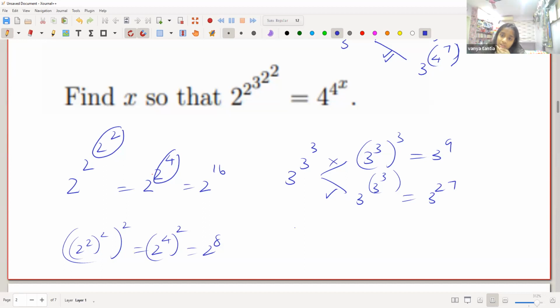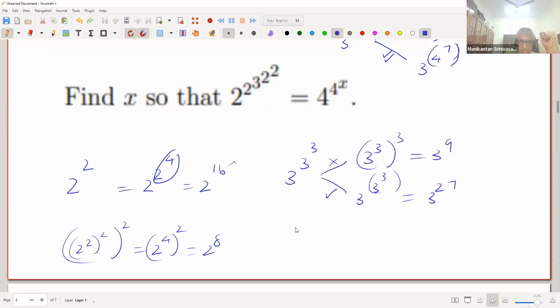But 2 into 4, how do we get 16? 2 into 4 is 8, correct? But I'm operating from the top up, right? So if I start with the original problem, 2 power 2 power 2 power 2, I don't put any brackets at all. So I have to operate from the top, I have to come down. Which means first I'll have to do this 2 power 2, which is 4. So I write the problem as 2 power 4.